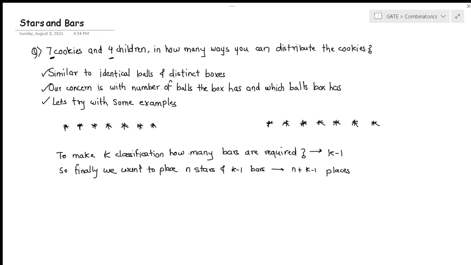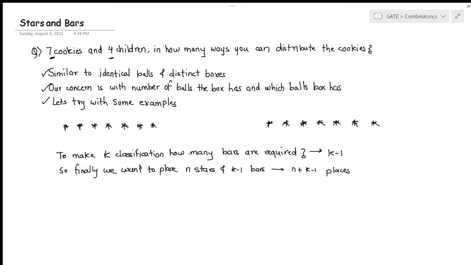Those who understand things in terms of balls and boxes, it's equivalent to having identical balls and distinct boxes, and we have to put the balls into the boxes. In how many ways can we do that? Here our concern is with the number of balls each box will have, or the number of cookies each child will have, and not with which cookies or which balls the children or boxes will have.